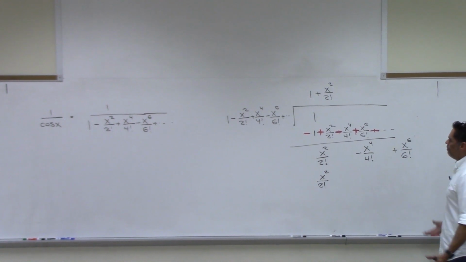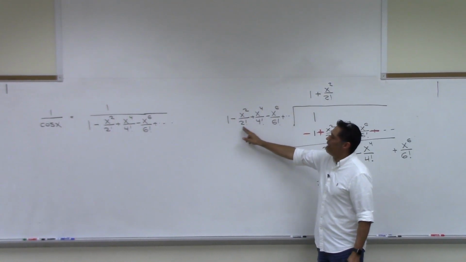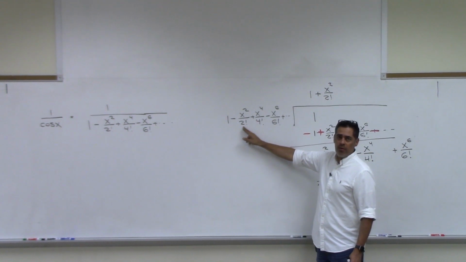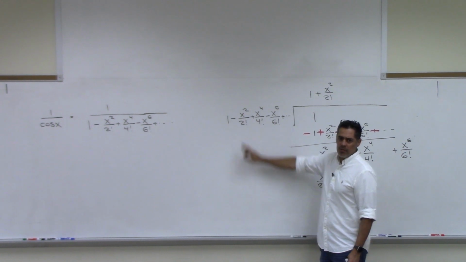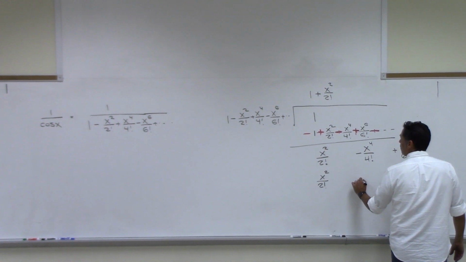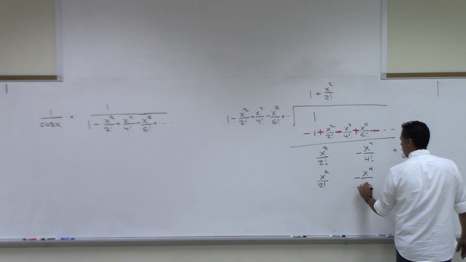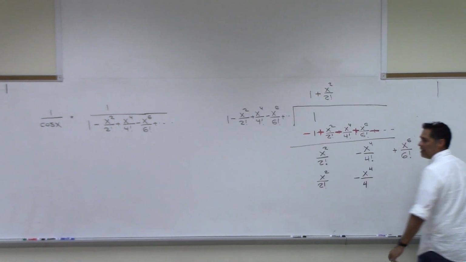This next one is the most complicated one we've seen so far. This times this. So we get a negative, right? X to the fourth, x squared times x squared. 2 factorial times 2 factorial. This 2 times 2 is 4. So we get x to the fourth over 4. Not 4 factorial. Is it minus or plus? Minus x to the fourth over 4. Right, that's our next term? Yep.